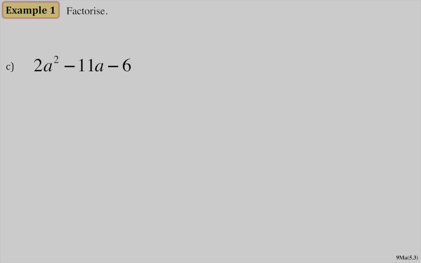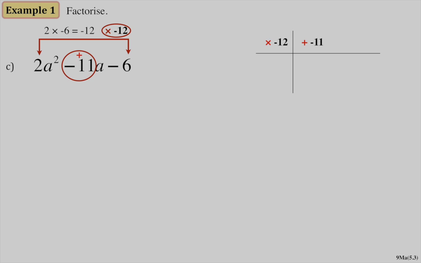I'm focusing on the 2 outside numbers, or the first and last number, 2 and minus 6. They times to give minus 12. So I want numbers that times to give minus 12 and add to give minus 11. So what are numbers that times to give minus 12?